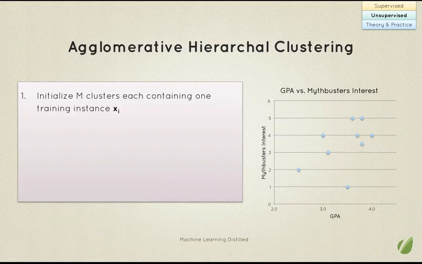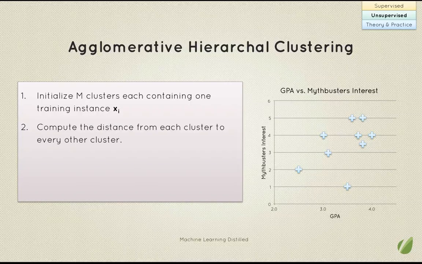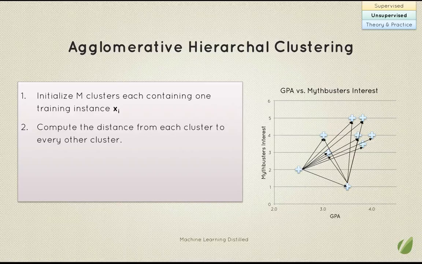We're going to consider in greater detail the agglomerative hierarchical clustering. We see the pseudocode on the left and a visualization of that on the right. First, we initialize m clusters, each containing one training instance. So every training instance is its own cluster. Next, we compute the distance from every cluster to every other cluster. So that looks something like this. But we have to do it between every cluster and every other cluster, which is a lot of comparisons. I'm just going to show 2 here.